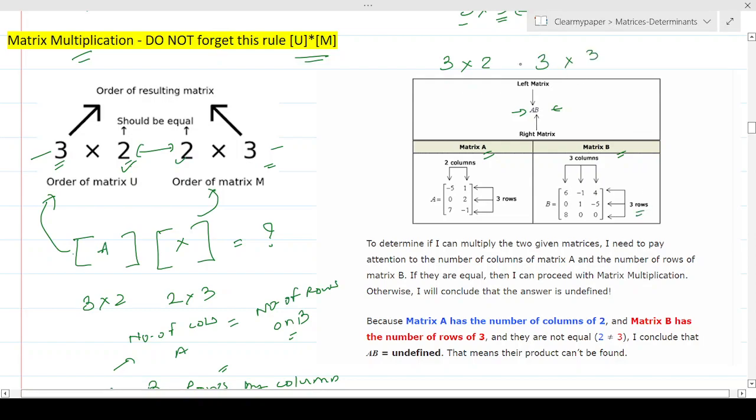And these 2 numbers which are closer here, the columns on this and the rows on this, do not match. So multiplication is undefined, or not possible. Their product cannot be found. So that's what it means. Just a quick rule before you get into the actual algebra, which is a process by itself. Just a quick rule on whether it happens or not.